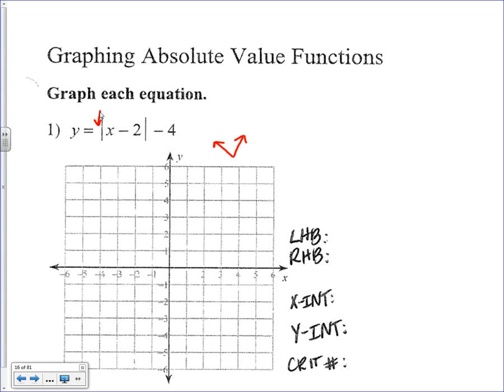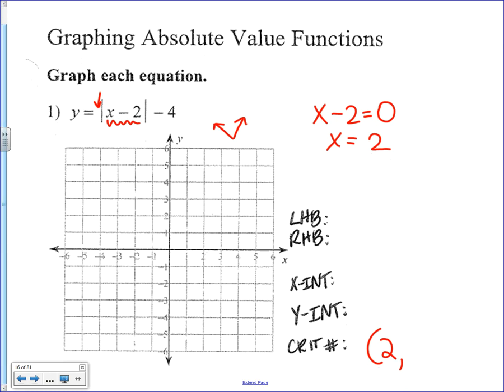Okay, does everybody see the absolute value, how it says x minus 2 inside the absolute value? That's what you're going to set equal to 0. How would you solve that then? Add the 2, so x is 2. So folks, for your critical number, that's the x value. Now we have to find the y value. In order to do that, we're going to plug in that 2.